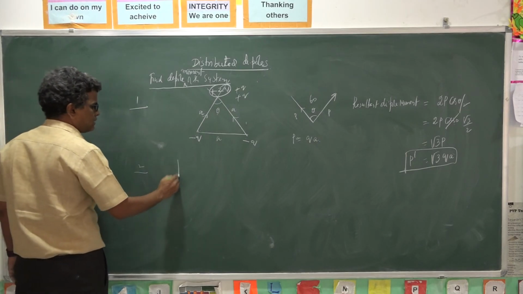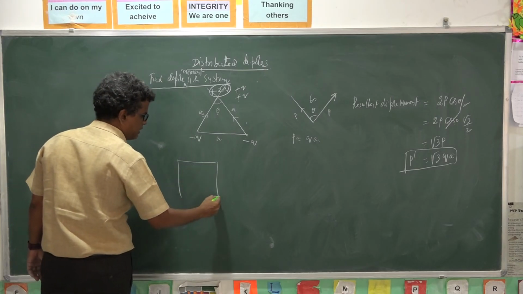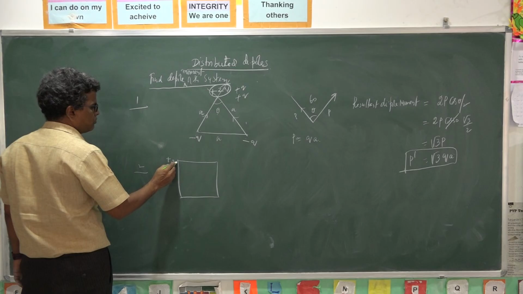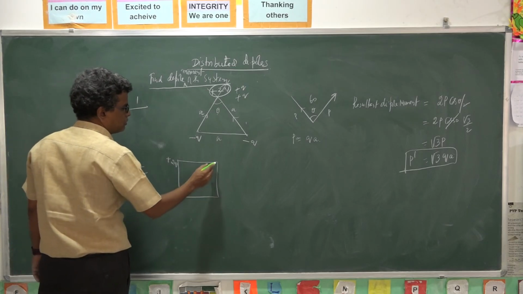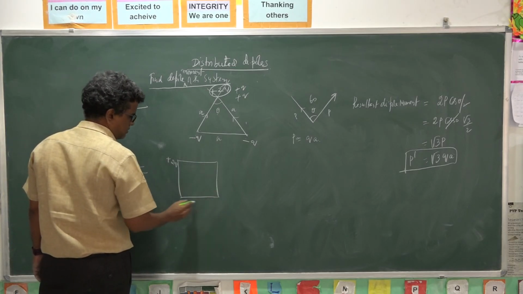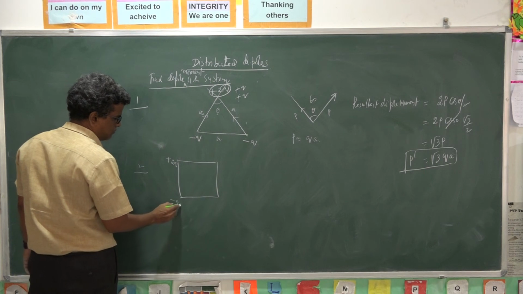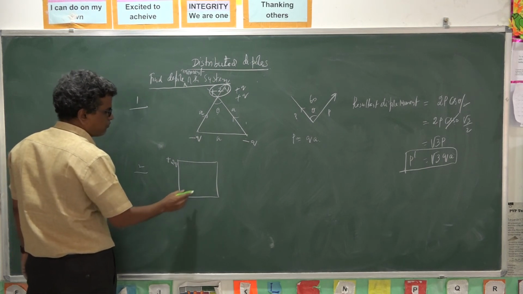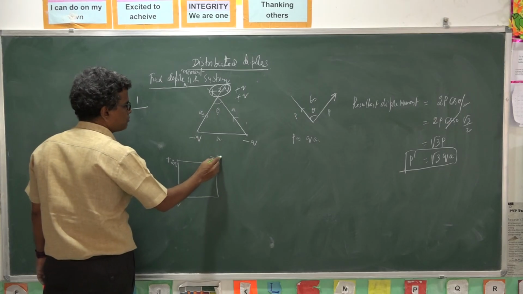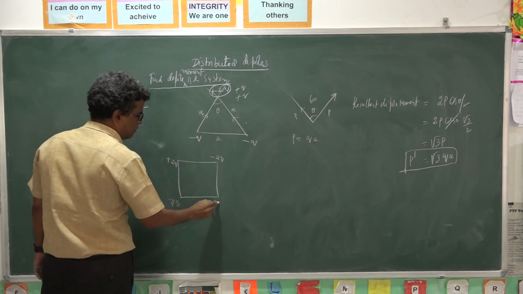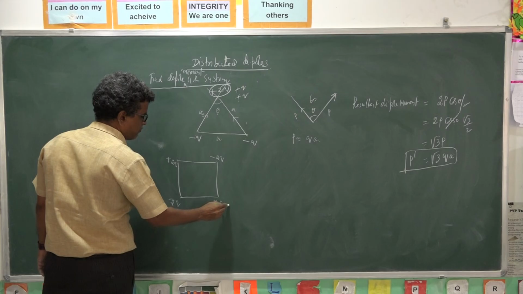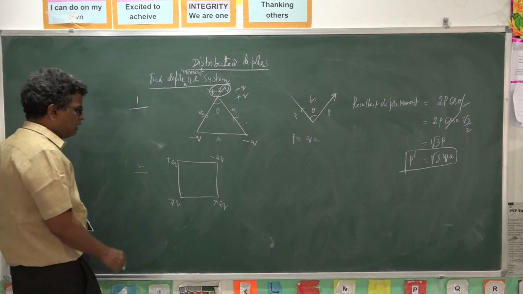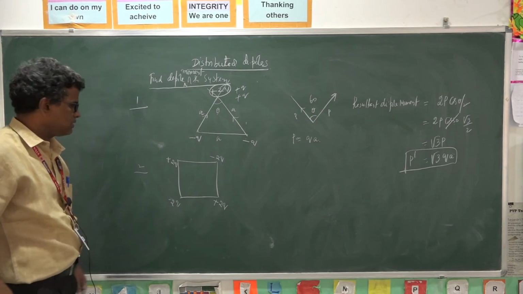We take a second example: distributed dipoles. Let the charges be plus 2q, minus q, minus 2q, minus 2q, again plus 2q. Suppose the system is like this. What is the net dipole moment of the system?